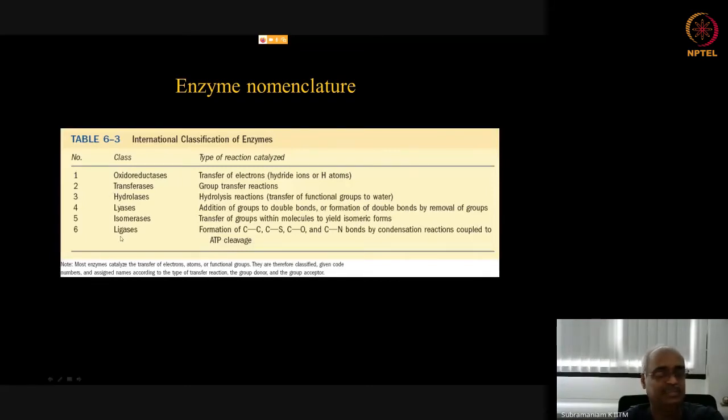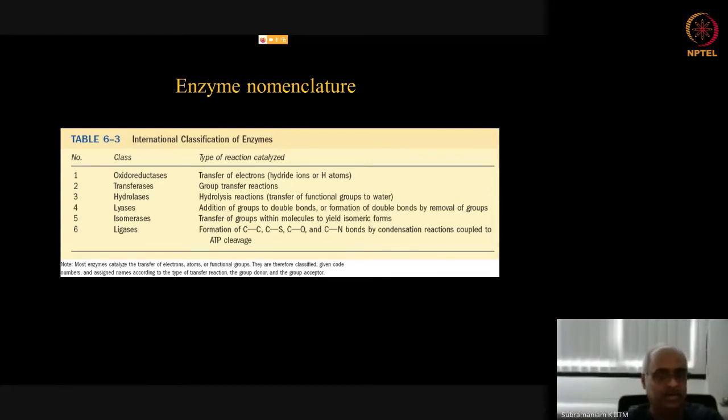So these are the 6 groups. The first one, oxidoreductases: transfer of electrons, either as hydride ions or protons. So those are the oxidoreductases. Either they oxidize or reduce. Okay, so electron transfer. And transfer of other groups is done by transferases. Like the one that we saw in the previous example, transfer of a phosphate group.